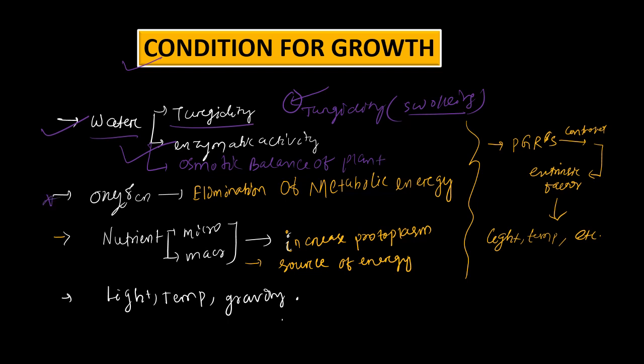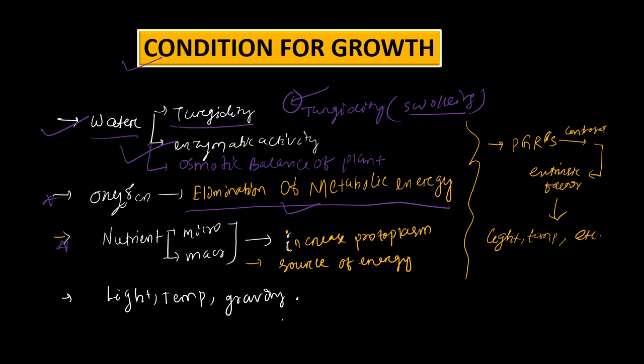Next one, oxygen. This factor, oxygen, helps in the liberation of metabolic energy. We know oxygen is involved in oxidizing food and different types of metabolic processes. So it helps in the liberation of metabolic energy.